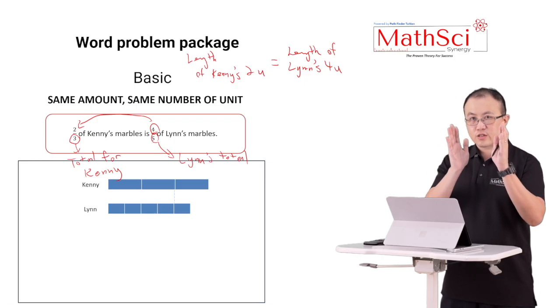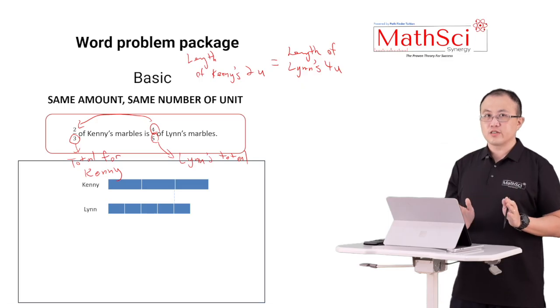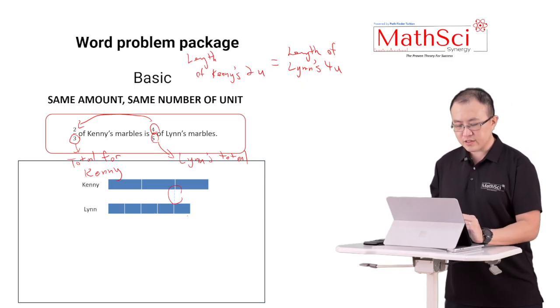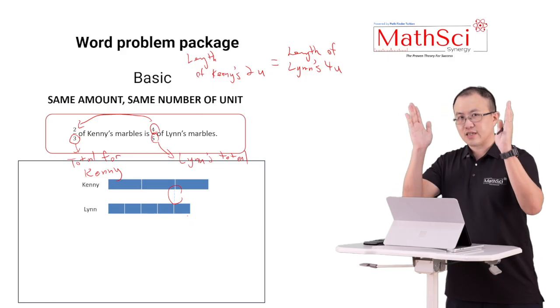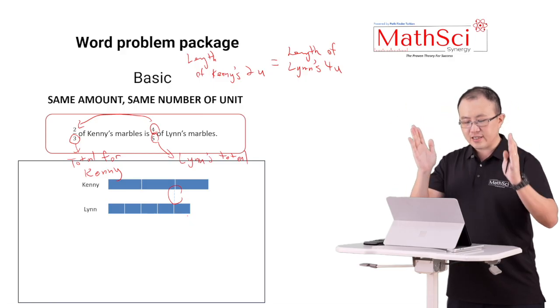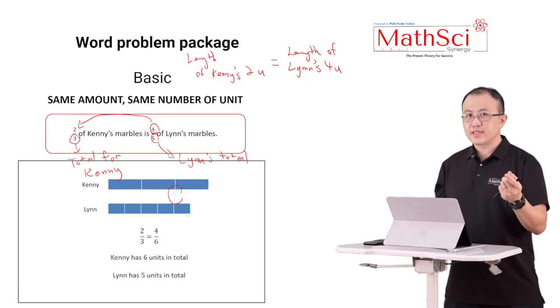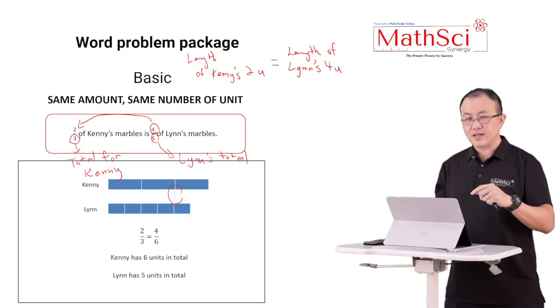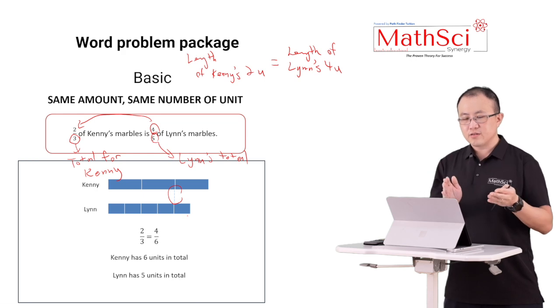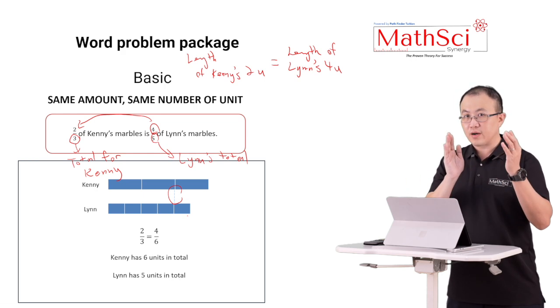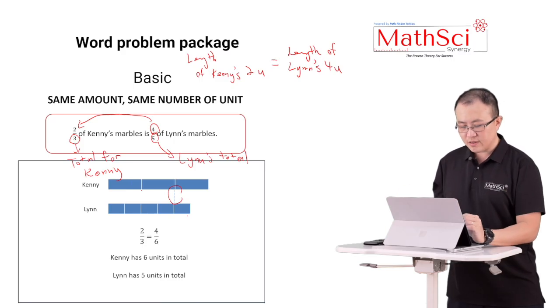Then if we look at the 2 units for Kenny and the 4 units for Lin, you can see that I drew a dotted line here. So it means that they are aligned, so they are equal. So this 2 units for Kenny and this 4 units for Lin is in fact the same. To make it really look the same, what I will do is cut the boxes for Kenny.